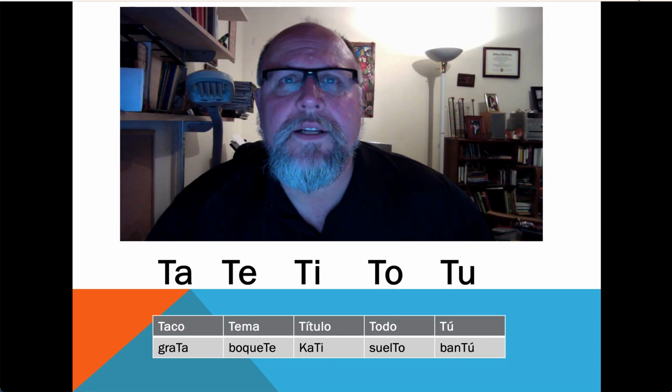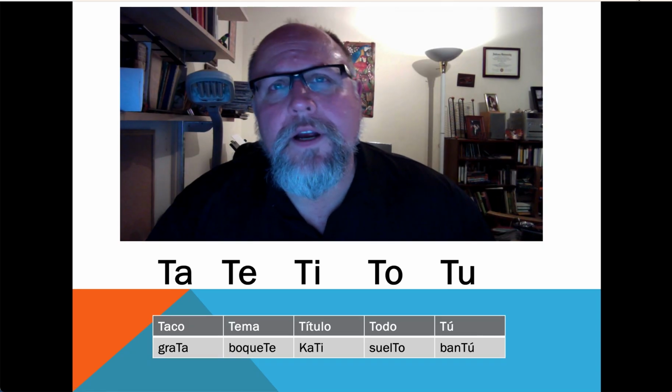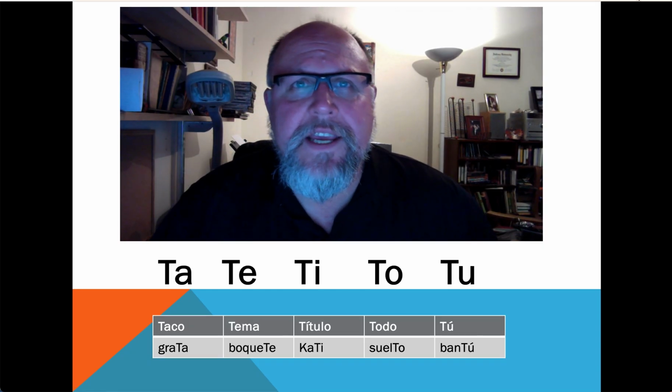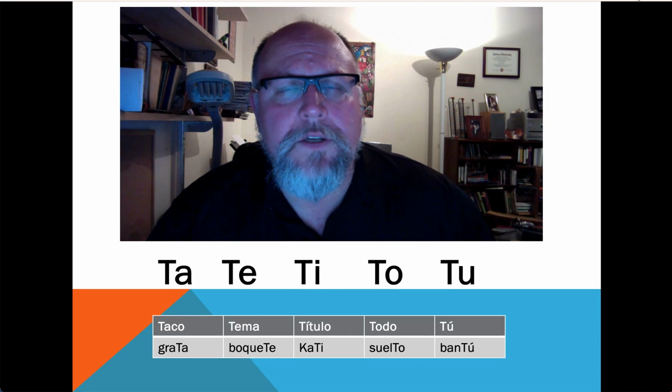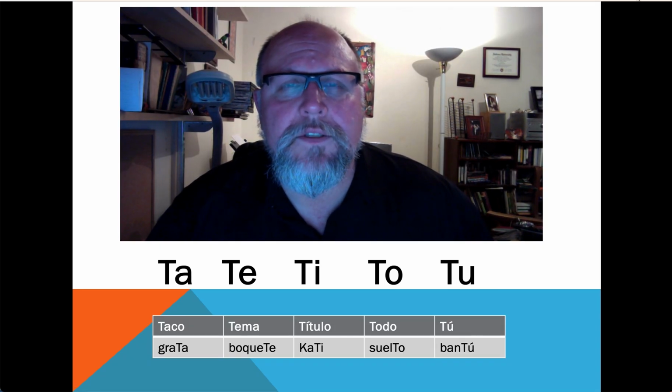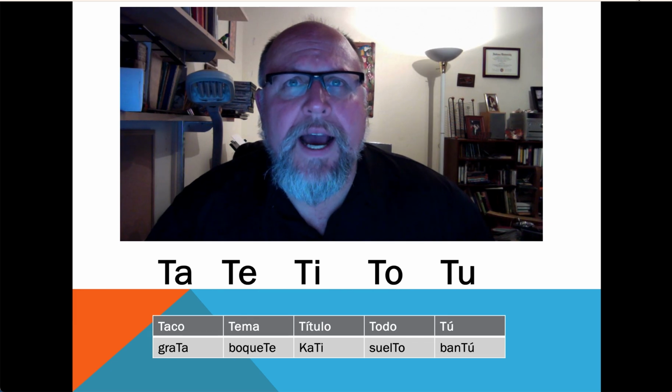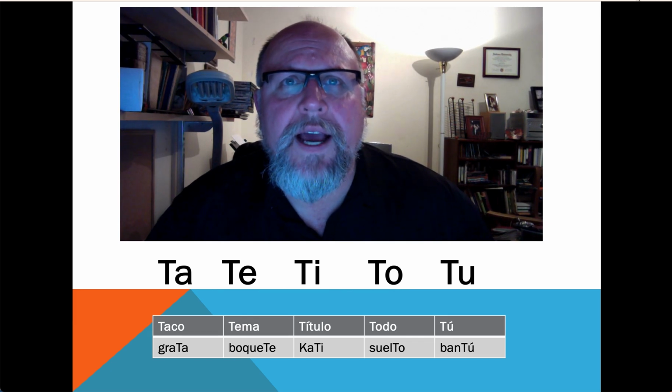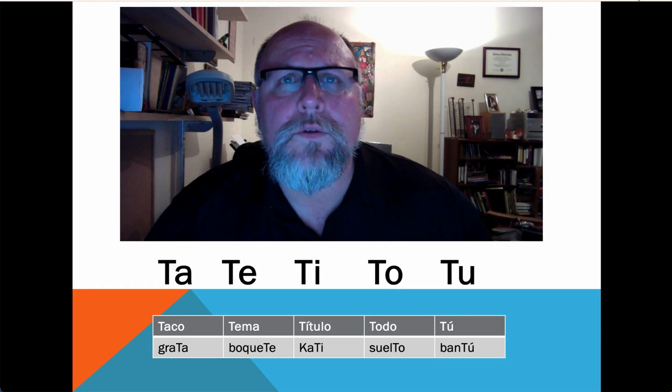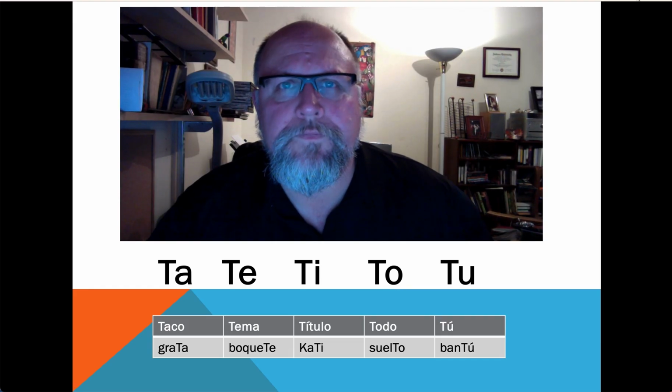So, ta, te, ti, to, tu. Again, you probably are having a hard time distinguishing between the D and the T when you hear it because your ears are not accustomed to listening to both the sounds. The D, da, the T, ta. Once again, da, de, di, do, du.